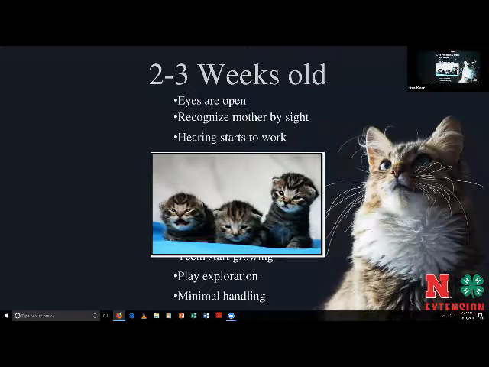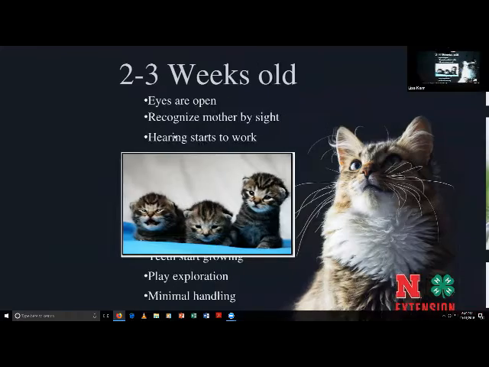And then this is really important: to handle them just so that it helps socialize, which you probably saw earlier, since my PowerPoint went all wacky. But that's pretty much it for this stage.